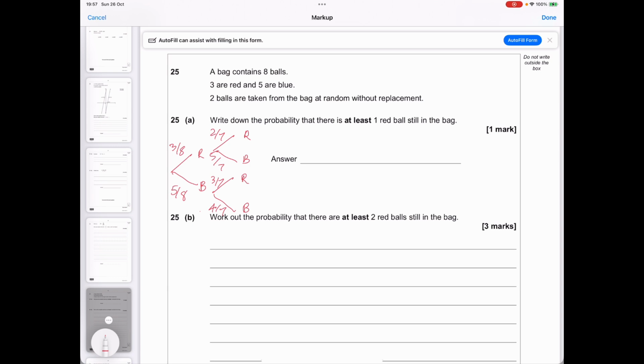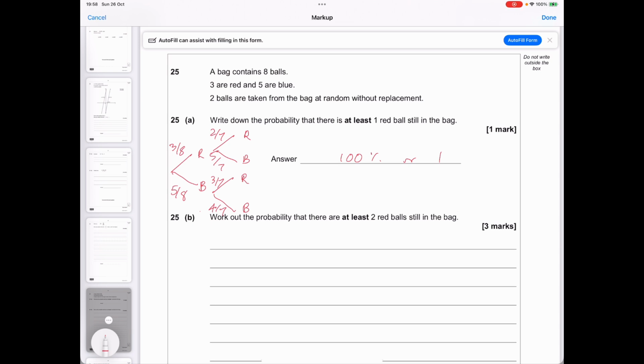So the chance that there is at least 1 red ball still in the bag is, well, the smallest chance, so it's 2 out of 7. No, the answer is there's 100% chance, or 1, because you're only taking 2 out. So no wonder you didn't actually need to do anything with that. Work out the probability there are at least 2 red balls still left in the bag.